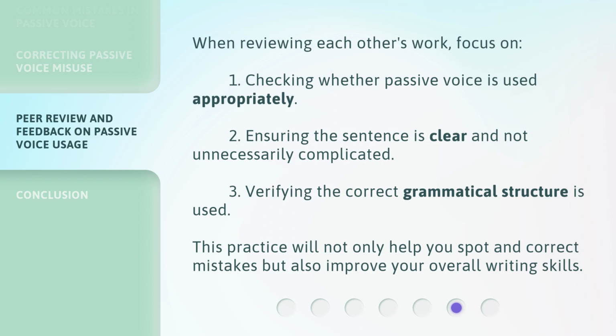When reviewing each other's work, focus on 1. Checking whether passive voice is used appropriately. 2. Ensuring the sentence is clear and not unnecessarily complicated. 3. Verifying the correct grammatical structure is used. This practice will not only help you spot and correct mistakes but also improve your overall writing skills.